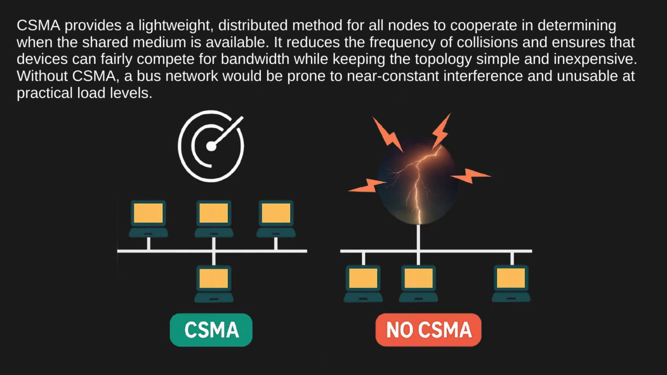CSMA provides a lightweight, distributed method for all nodes to cooperate in determining when the shared medium is available. It reduces the frequency of collisions and ensures that devices can fairly compete for bandwidth while keeping the topology simple and inexpensive. Without CSMA, a bus network would be prone to near constant interference and unusable at practical load levels.